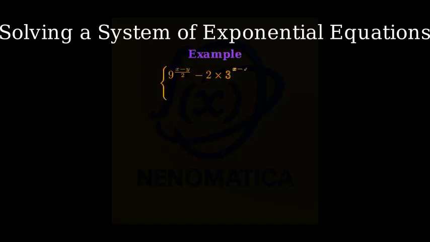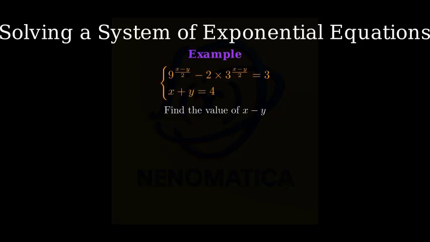The first equation is 9 raised to the power of quantity x minus y over 2 minus 2 times 3 raised to the power of quantity x minus y over 2 equals 3. The second equation is x plus y equals 4. We need to find the value of x minus y. Let's solve this problem step by step.